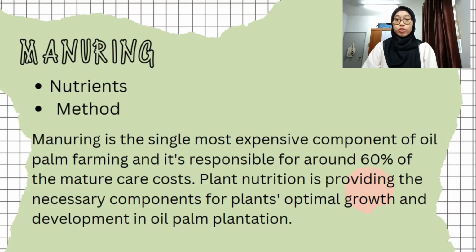I am going to talk and explain about manuring in oil palm plantations. What is manuring? Manuring is the single most expensive component of oil palm farming and is responsible for around 60% of the major care costs. Plant nutrients provide the necessary components for optimal plant growth and development in oil palm plantations. So, I'm going to break down the two main components in manuring, which are nutrient and method.